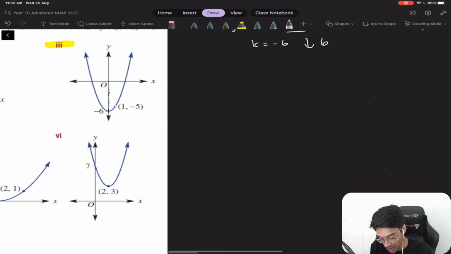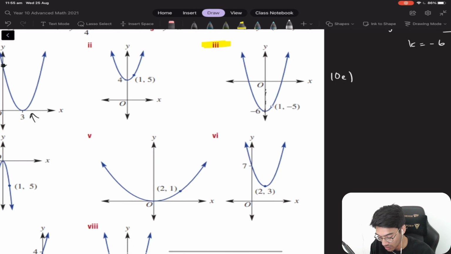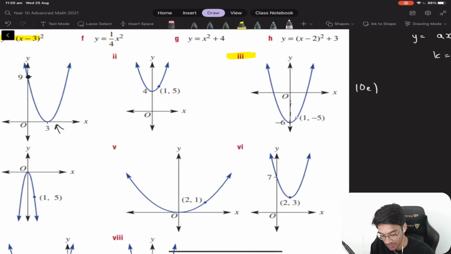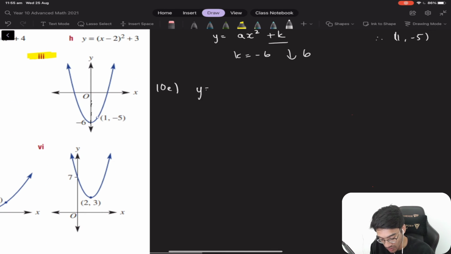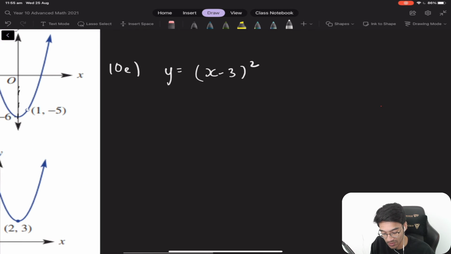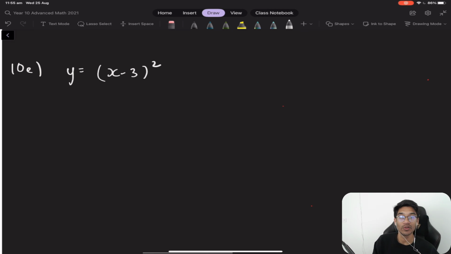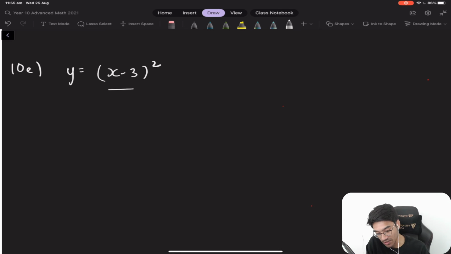So 10e tells me y is equal to x minus 3 squared. Okay, so looking at this one, again, we can see that we have no dilations because there's no coefficient out the front. There's also no reflections because it's not a negative x, but it's inside the brackets, which means it's going to be a horizontal translation.